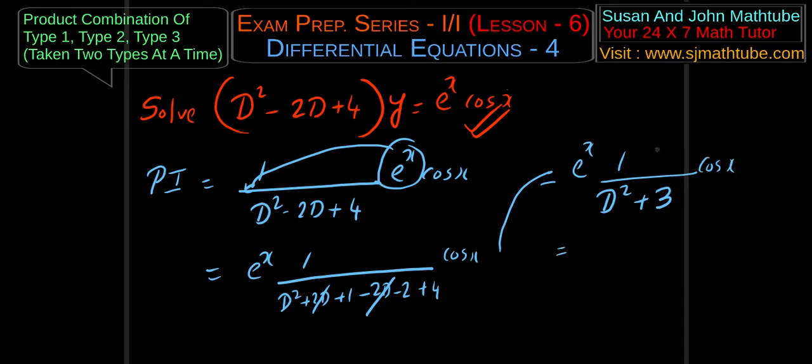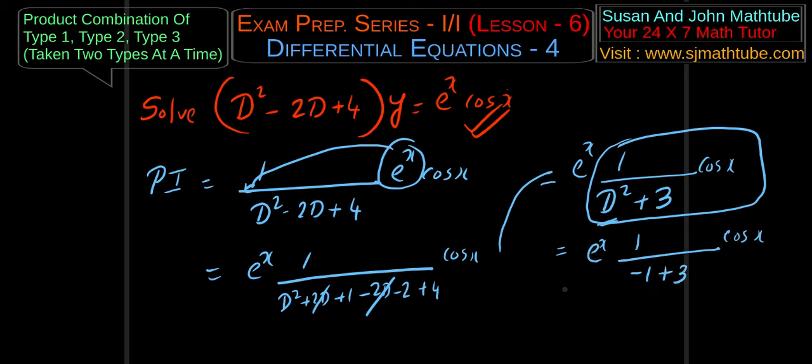And now this is simply type 2. So we are supposed to replace d square with minus 1. So the answer is, that's it. You can try it yourself. So remember, for cos and sine the method is same.